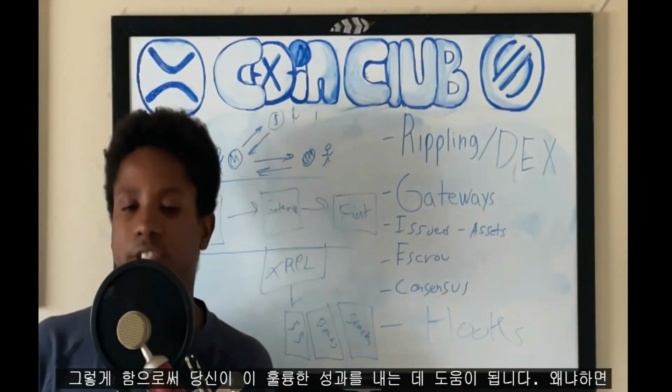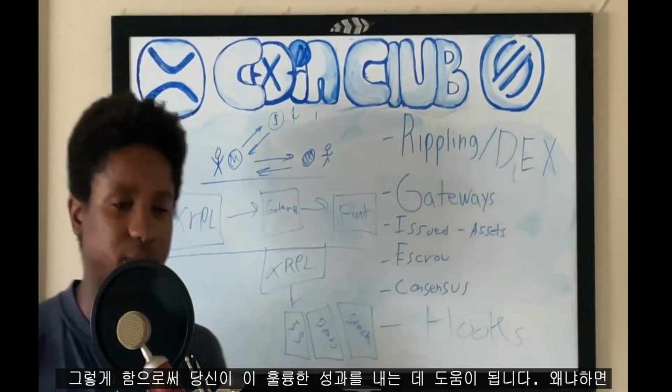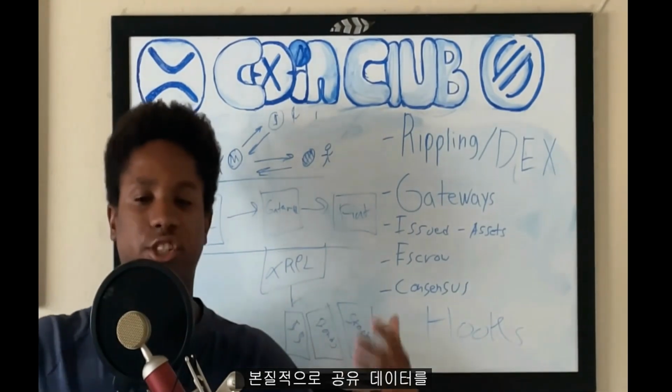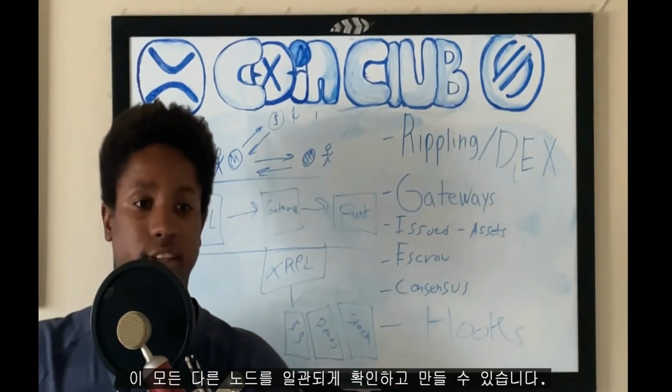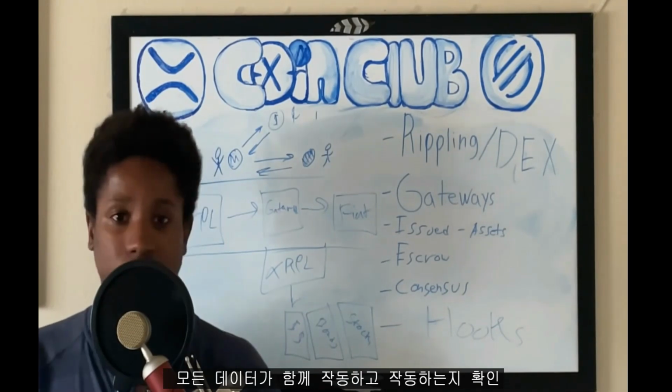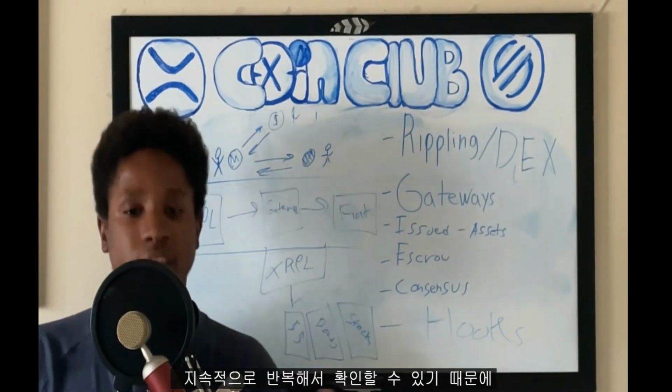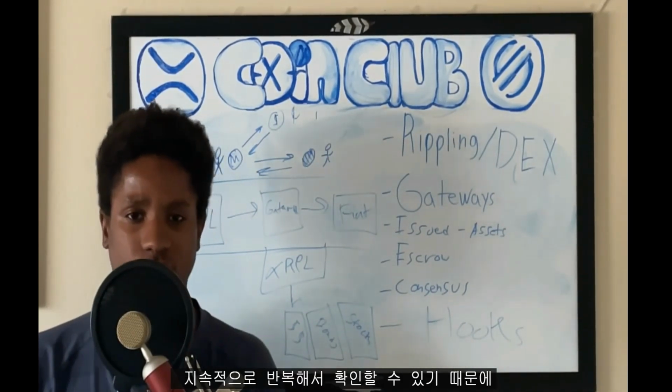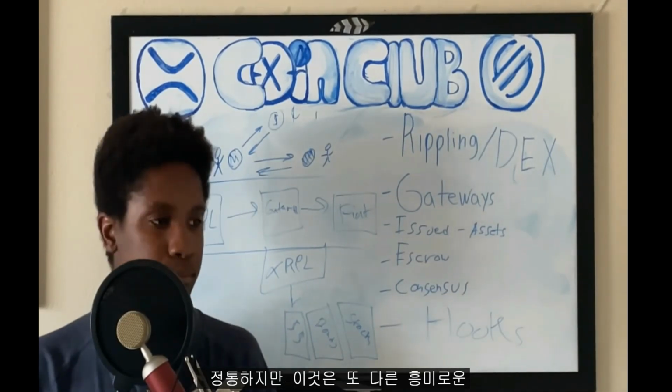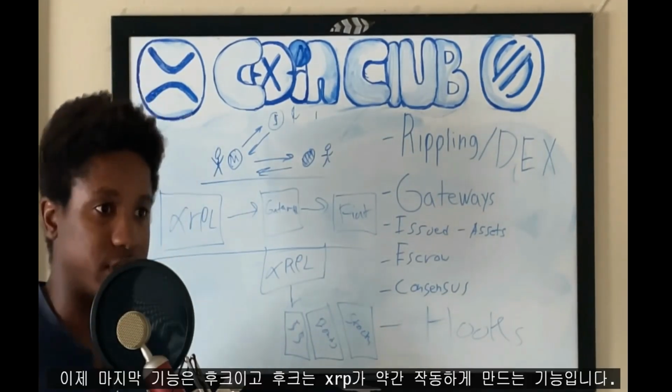And in doing so, it gives you great performance because it's able to take the shared data amongst all these different nodes and consistently check and make sure that all the data is working in tandem, being checked constantly over and over again to be sure that it's authentic. But this is another quite interesting feature.